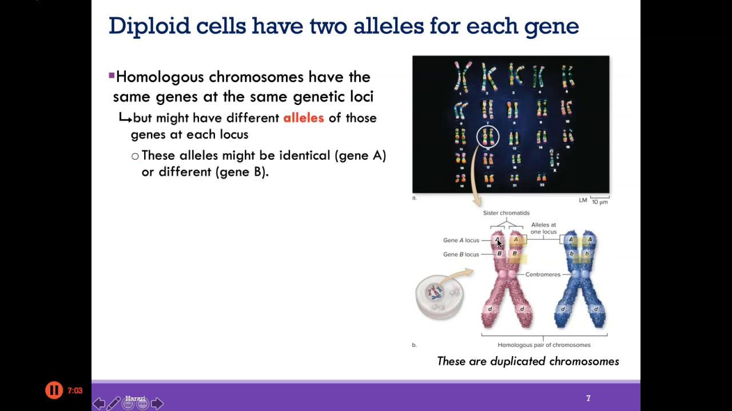So at the gene A locus, the alleles are identical because it's capital A here and capital A here. So these alleles might be identical, right? In the case of the gene A locus, both have the capital A allele. But it's also possible that at the gene B locus, they have different alleles. So look at gene B. In mom, she had the big B, and then dad had little b. So in this case, the alleles are not identical.